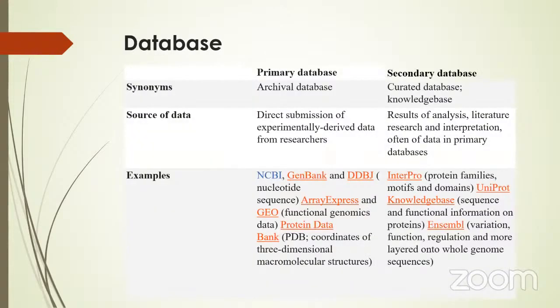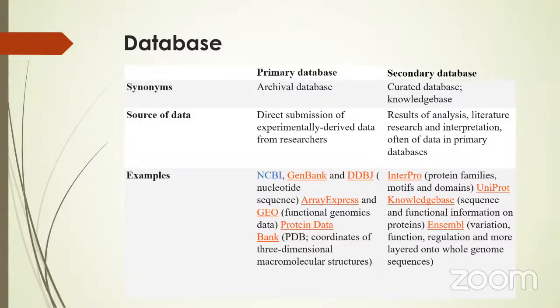Now coming to databases. Not only in bioinformatics, but any area or discipline that deals with intensive research needs a database. In bioinformatics, we have two kinds of databases: the primary database and the secondary database. So what is a primary database?